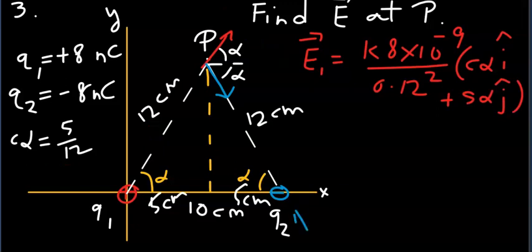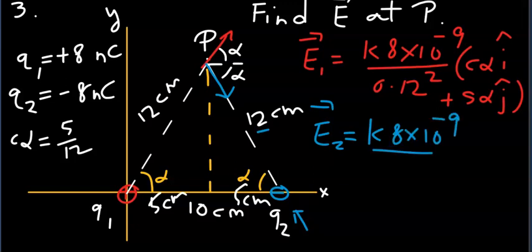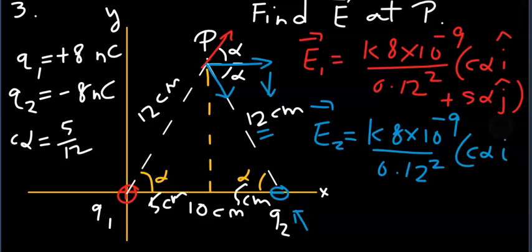Now the field due to Q2, let's call that E2. It's given by K, the magnitude of the charge is again 8 times 10 to the power minus 9. The distance is still the same, 12 cm, convert that into meters squared. Now the x component, again, it's going to the right, and the y component now is negative. So x component is cosine alpha i hat, y component is minus sine alpha j hat.